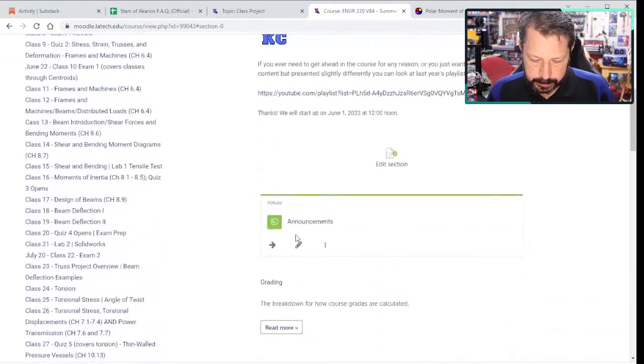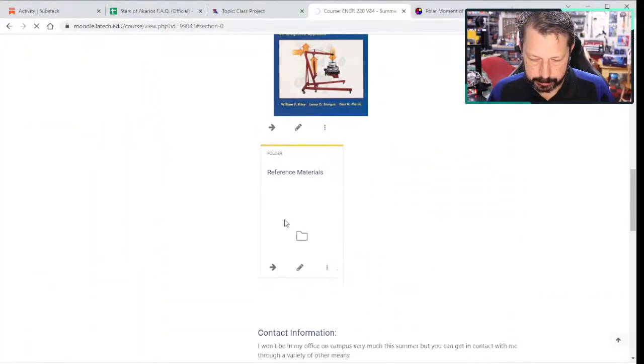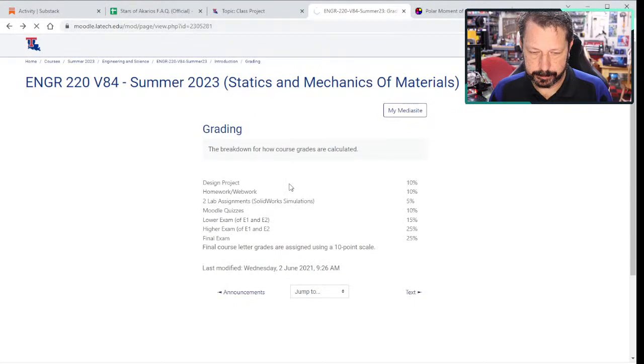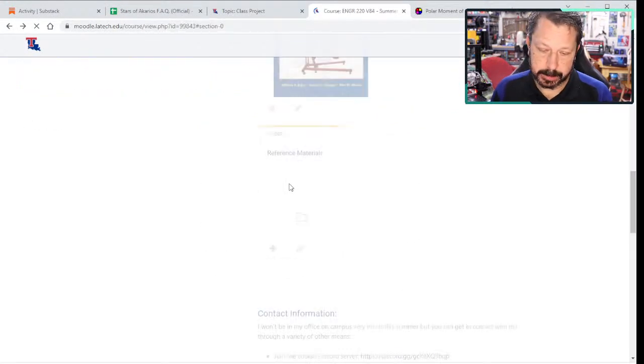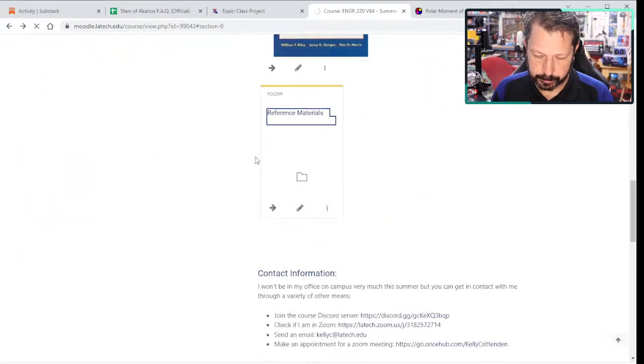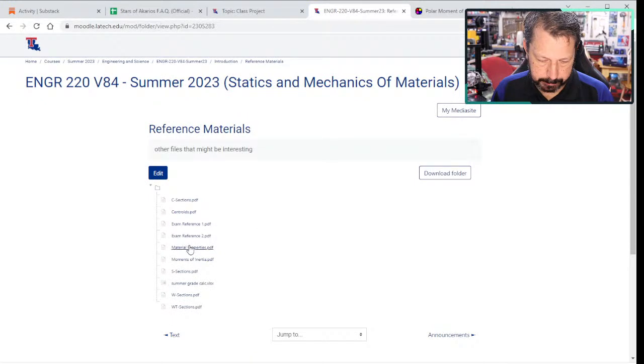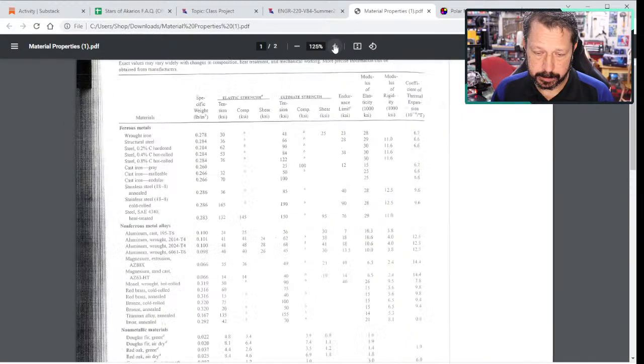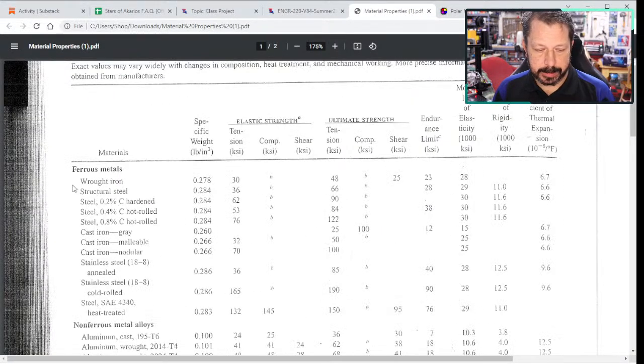Let's find our material chart. No, not grading. Reference materials. Internet's being a little slow there. All right, material properties. Let's open this. Let's zoom in. So a lot of times I use this structural steel number. That will not work. 36 KSI is our tensile strength in yielding, or well, it says elastic. That is the same thing as yield.